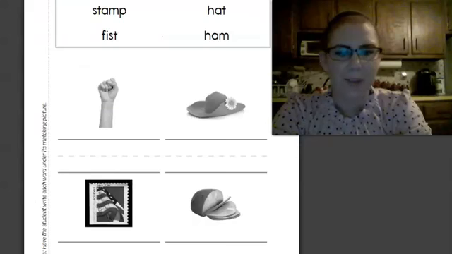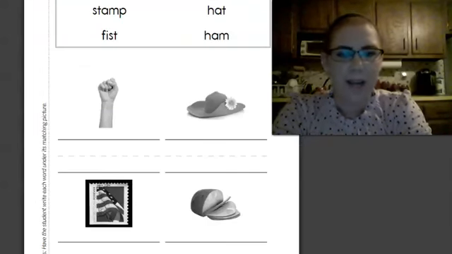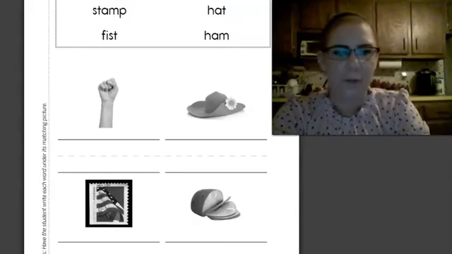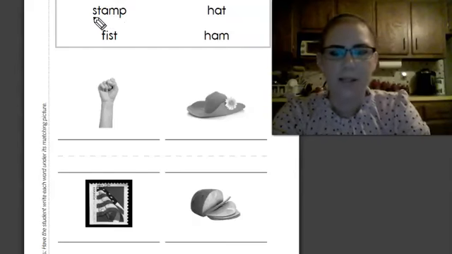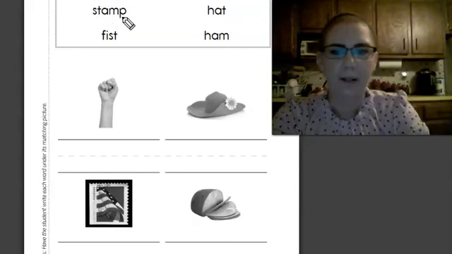For our second page, we're going to do the same thing that we have been doing. Read the word and then write it underneath the picture that it matches. Let's blend the first word. Say all of the sounds one by one. T, a, p. T, a, p. Stamp. Write the word underneath the picture of the stamp.